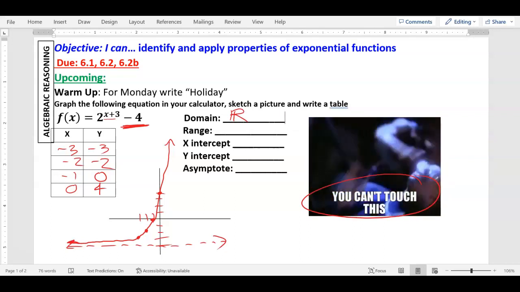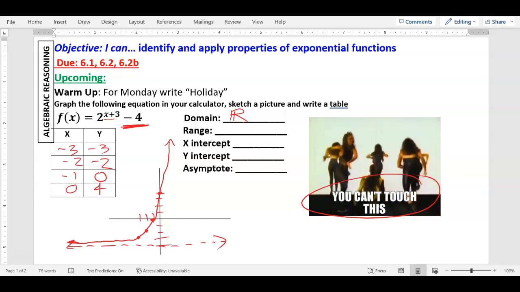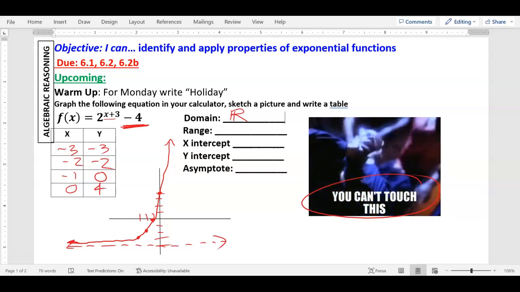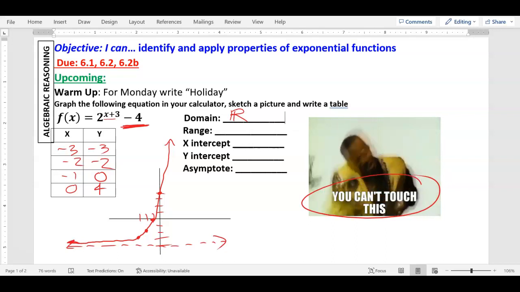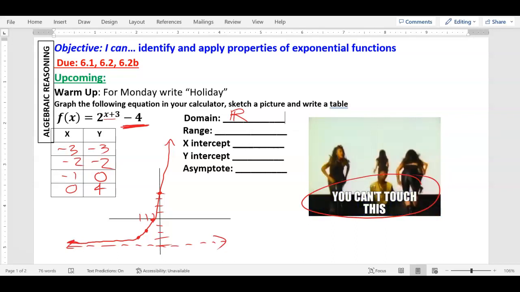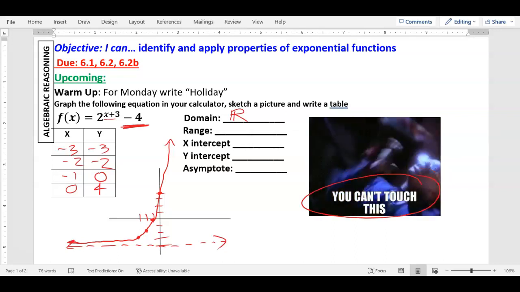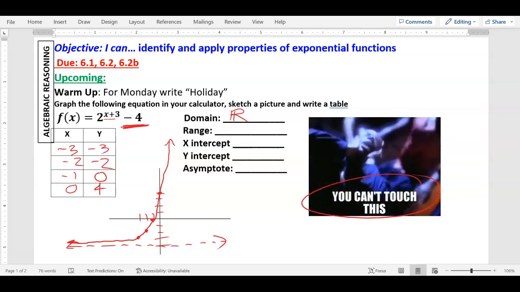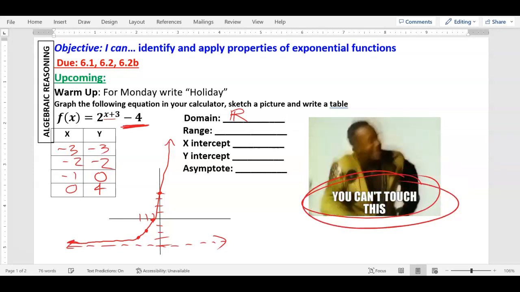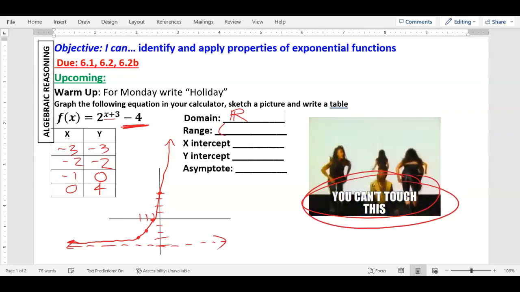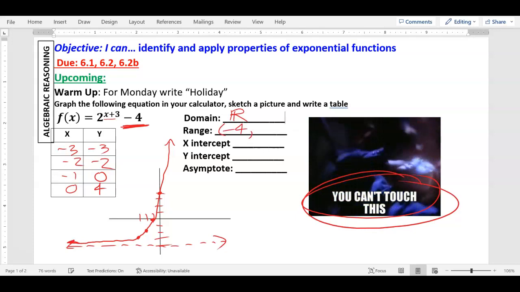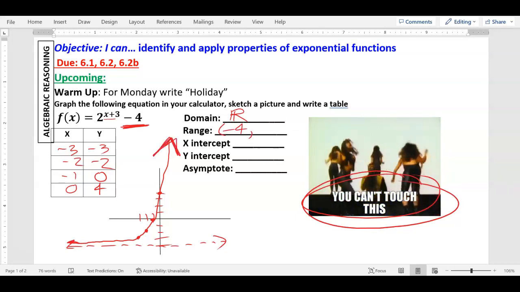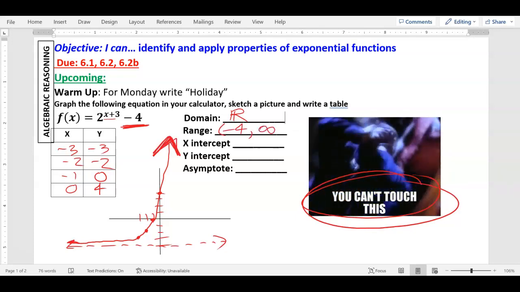How far down does this thing go? What is that? No, 4 is up here. What do you mean? Oh, -4. What do we put? So we put -4. Now, is it a bracket or a parentheses? It does not touch, right? Can't touch this. So it's a parentheses, -4, comma, and how far up does it go? Up and up and up forever. That's infinity. Yes, it is.